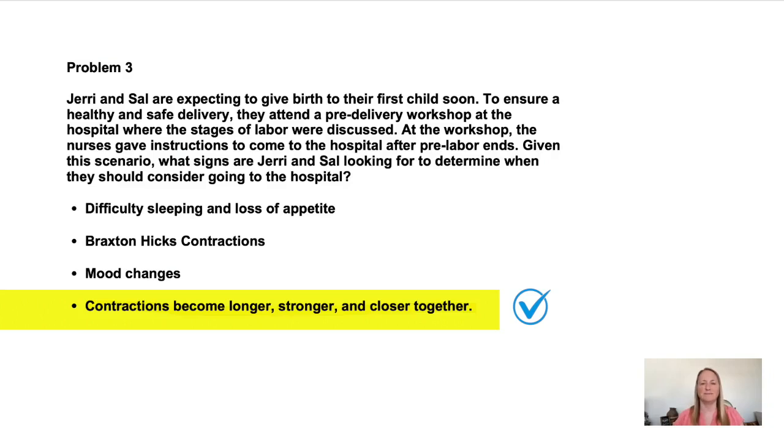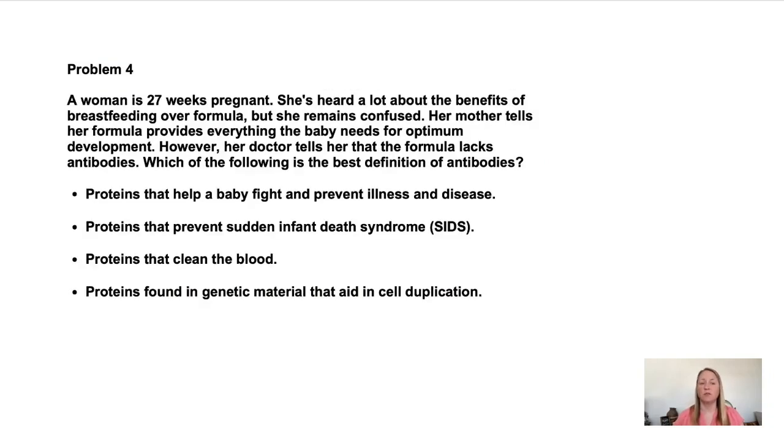A woman is 27 weeks pregnant. She's heard a lot about the benefits of breastfeeding over formula, but she remains confused. Her mother tells her formula provides everything the baby needs for optimum development. However, her doctor tells her that the formula lacks antibodies. Which of the following is the best definition for antibodies? Proteins that help a baby fight and prevent illness and disease, or proteins that prevent sudden infant death syndrome, or SIDS, proteins that clean the blood, or proteins found in genetic material that aid in cell duplication.